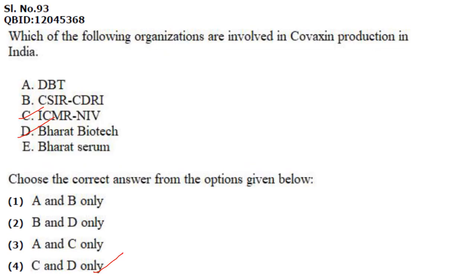Then next one. Which of the following organizations are involved in Covid vaccine production in India? So ICMR, NIV and Bharat Serum. Sorry, Bharat Biotech. So C and D are the answer. Answer is option 4, C and D only.